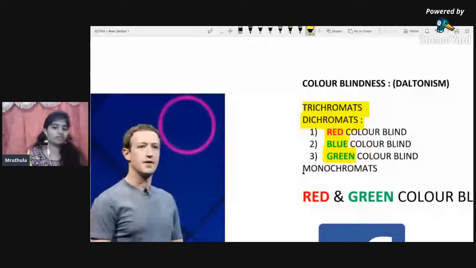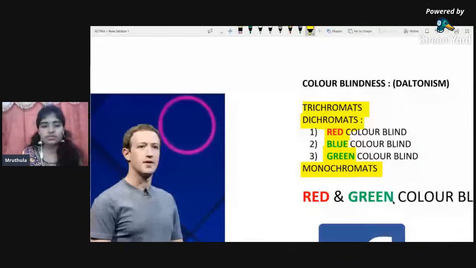There is another group of people called monochromats. Monochromats means they can see only one color. If they can see blue color, then their red cone and green cone are not functioning. They are not able to see green and red. I mean, they can appreciate blue color, so their red cone and green cone are not good.